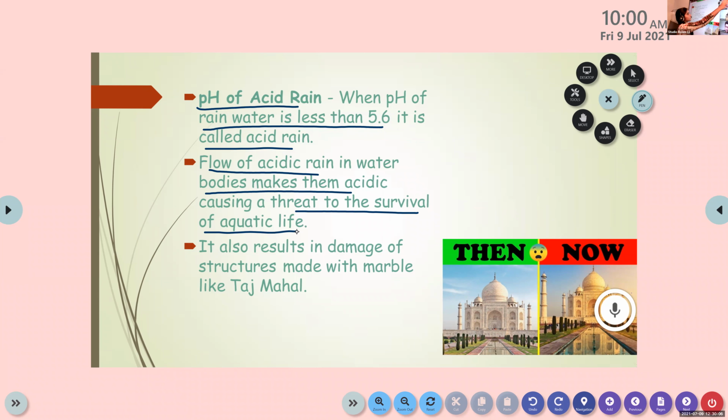Here you look at the image of the Taj Mahal. It's just an exaggerated image, but it's a true fact. It also results in the damage of structures made with marble, like the Taj Mahal. We have learned that the Taj Mahal is made up of marble, right? When acidic rain pours on this marble, it will affect the structure of the marble and cause fading. That's it.